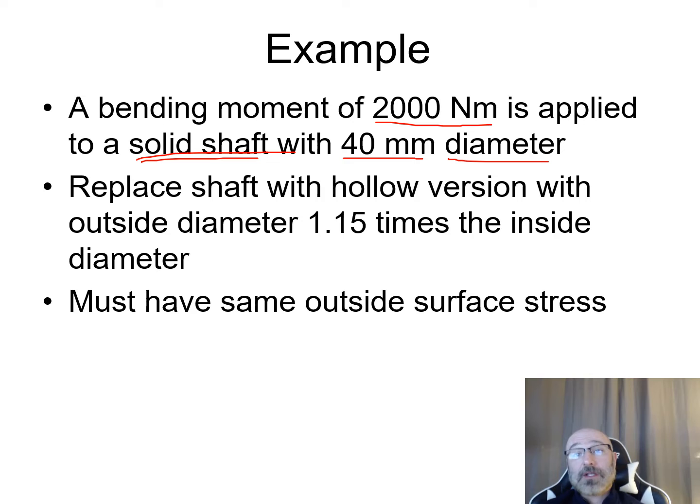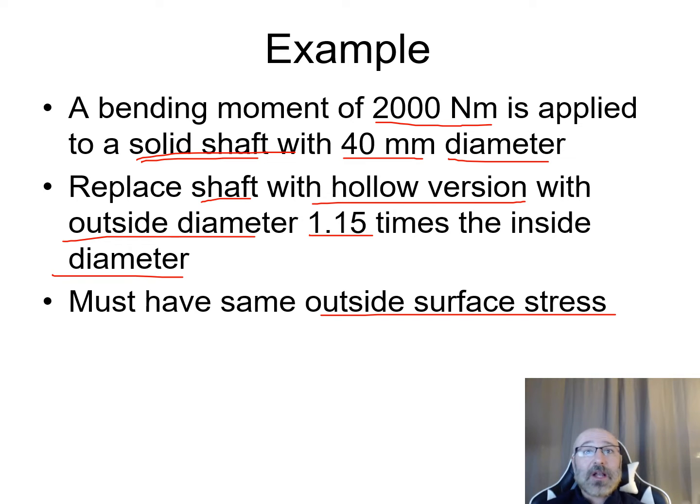Now, the next thing they want us to do is replace the shaft with a hollow version with an outside diameter that is 1.15 times the inside diameter. Now, they must have the same outside surface stress. So that's how we're going to relate the two, the solid and our hollow shaft, by this outside surface stress. So this is a little bit different the way they give us this information.